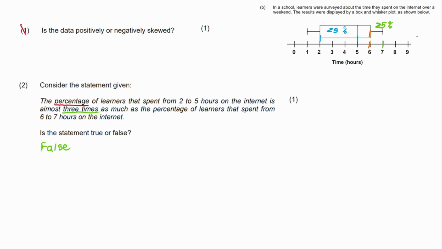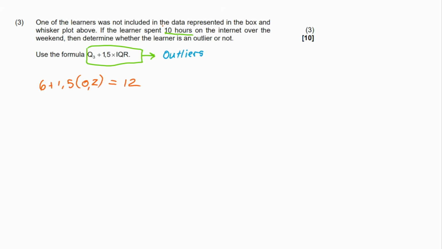So if we look over here, imagine this continued to 12, anything to the right of this 12 will be considered an outlier. But we were talking about the student that was left out, which was 10 hours. So you see how 10, you can say here that 10 is less than 12. So then you can say we had to determine whether the student is an outlier or not. So then you can say, therefore, student is not an outlier.